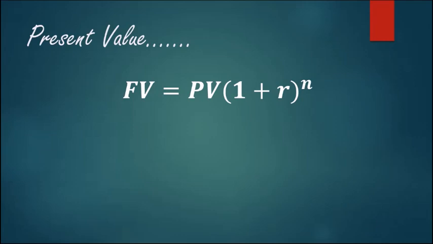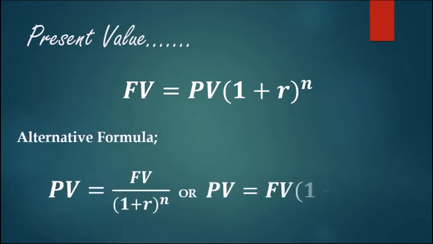After manipulating the formula, which is future value is equal to present value times 1 plus r raised to power n. In order to calculate the present value, we need to manipulate the formula, which will be written as present value is equal to future value divided by 1 plus r raised to power n, or you can use this formula as present value PV is equal to FV into 1 plus r raised to power minus n.